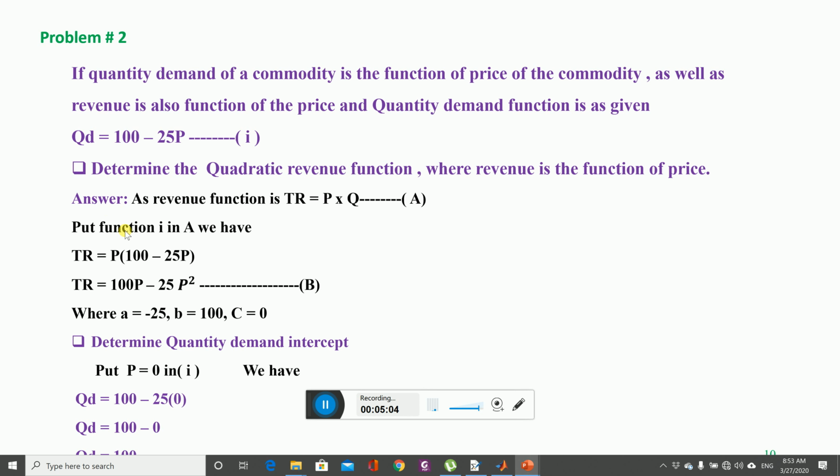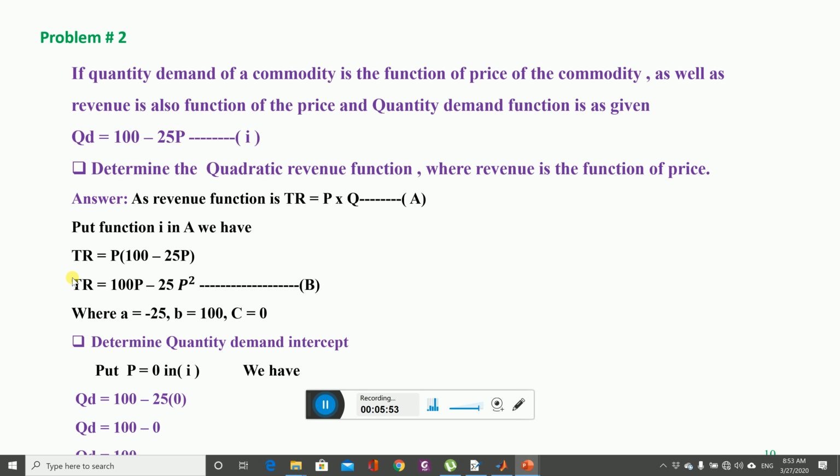Now we will put function number 1, the quantity demand function, in the linear function. When I substitute for Q its value, it is P multiplied by (100 minus 25P), and now we will multiply this P inside the bracket: 100P minus 25P square. Now the highest power of this function is 2, the independent variable is P, and the dependent variable is total revenue TR. This is a quadratic function where the value of A is minus 25, the value of B is 100, and C is actually 0. So we developed the quadratic revenue function.